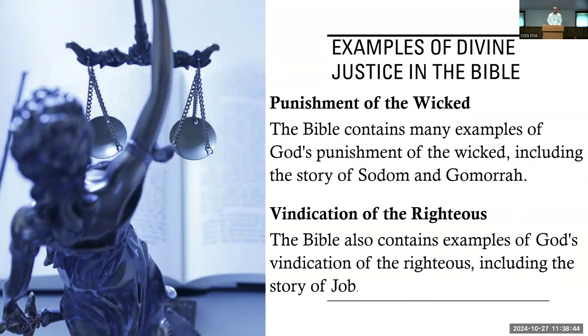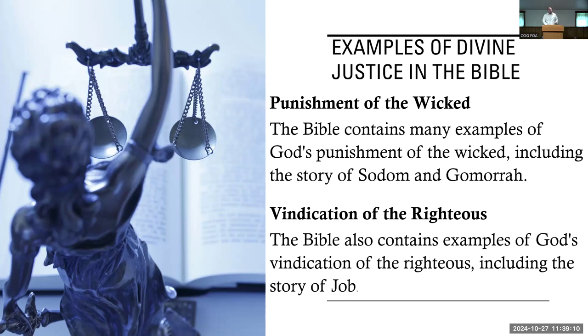We have some examples of God's justice in the Bible. We have examples of punishment for those that don't obey him, those that are wicked. By definition, those that don't obey God's commandments are classified in his eyes as wicked, and those that do obey God's commandments are classified as righteous.